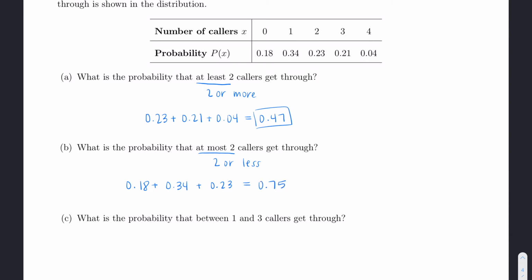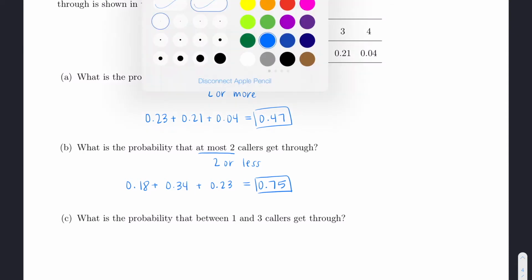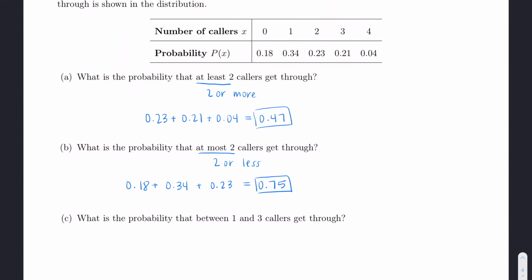And so you might think part A and part B are complements, but really they're not because I'm including 2 in both of them, right? The complement of part A here would be 1 or less, and the complement of B here would be 3 or more. So just something to keep in mind.